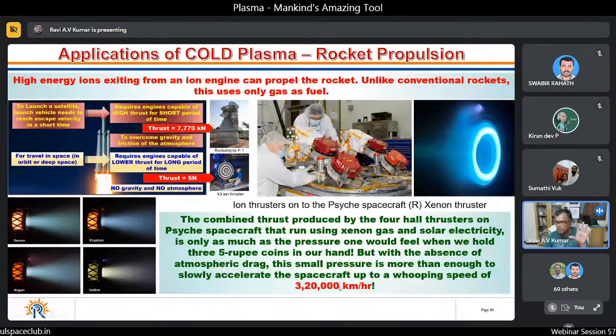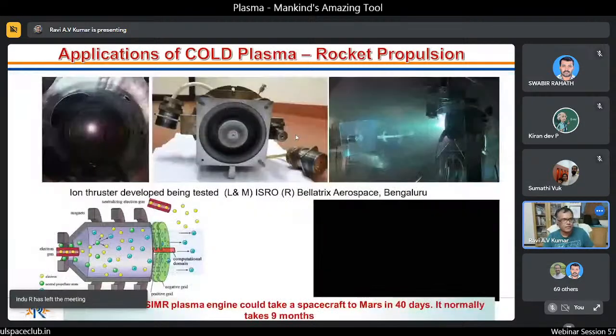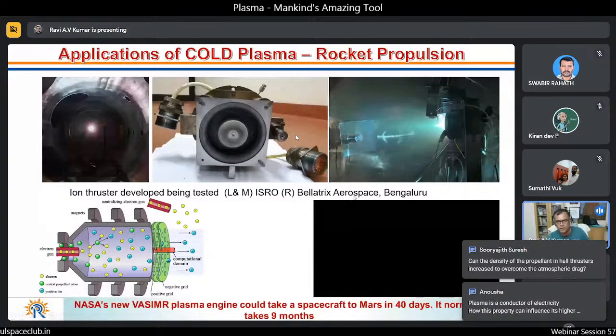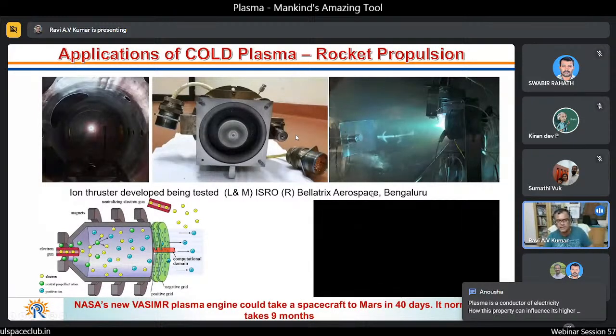That is why now all agencies are investing heavily in ion thrusters and trying to see how they can be used. So these are the engines. This is one developed by ISRO, which is being tested inside the vacuum chamber. And this again is another engine which is being developed by a company called Aerospace in Bangalore.